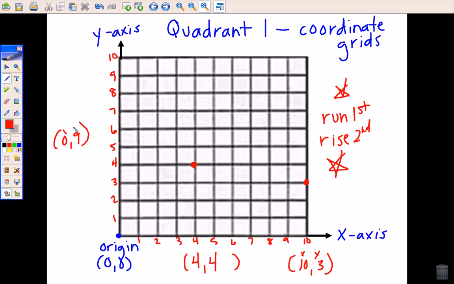Alright, what if I had the ordered pair 0, 9? This is my x and this is my y. It tells me not to run any at all, but to rise 9, so it actually would be right up here. If I had the opposite one, 9, 0, that would mean I need to run 9, but go up 0, so it would be down there. So we're going to have a lot of practice with this, so don't stress out if it's kind of confusing, because the games that we play with it are going to help it really become concrete in your mind.